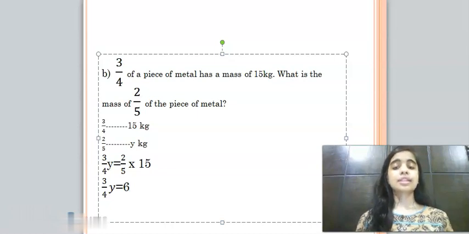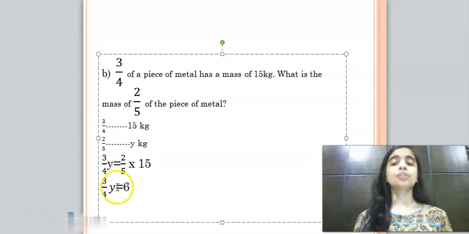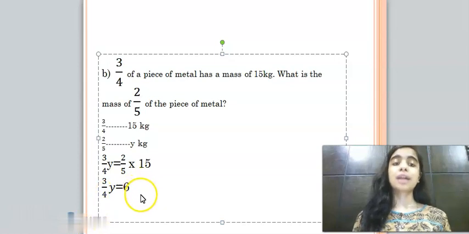Now the next step is we need to isolate this y. How will we do it? We will multiply the whole equation by 4/3. If we multiply this part by 4/3, we will end up with y. And if we multiply 6 by 4/3, 3 ones are 3, 3 twos are 6, so we will have 8. So y will be equal to 8 kg, and that is our answer.